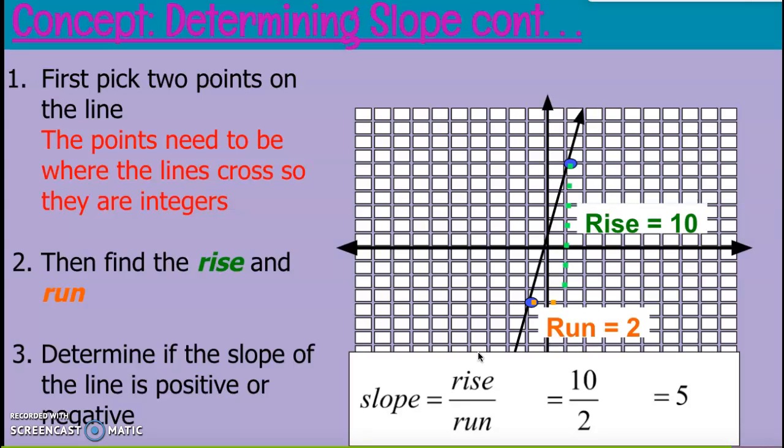But again, what we have to determine, which is step 3, is whether it's a positive or a negative. Well, we know that from left to right, the line is going up. Therefore, it is a positive slope.